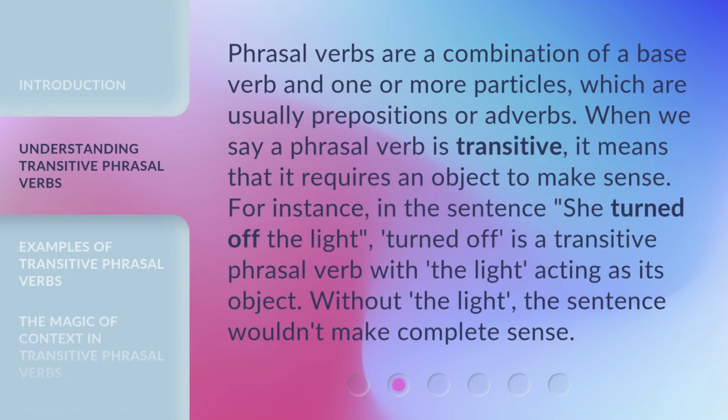Phrasal verbs are a combination of a base verb and one or more particles, which are usually prepositions or adverbs. When we say a phrasal verb is transitive, it means that it requires an object to make sense. For instance, in the sentence, "She turned off the light," "turned off" is a transitive phrasal verb with the light acting as its object. Without the light, the sentence wouldn't make complete sense.